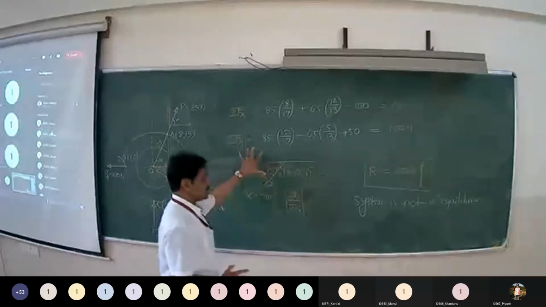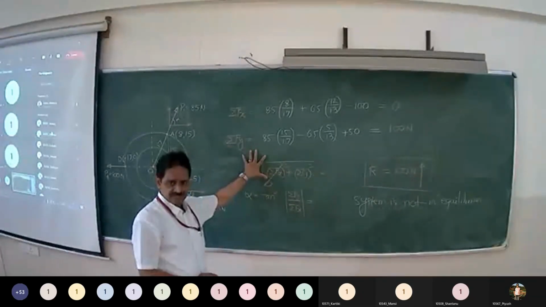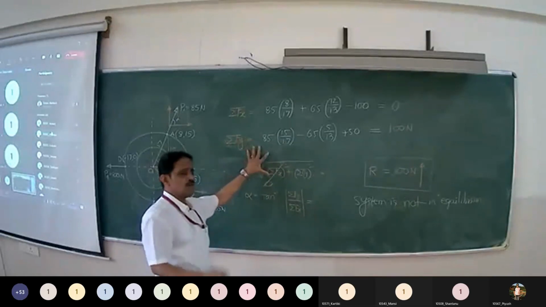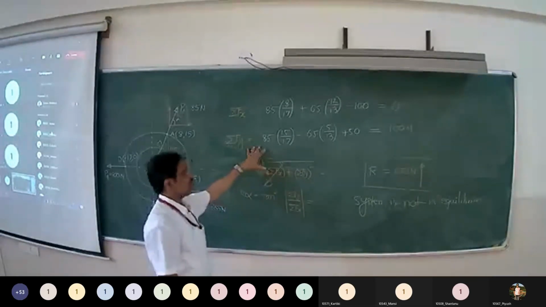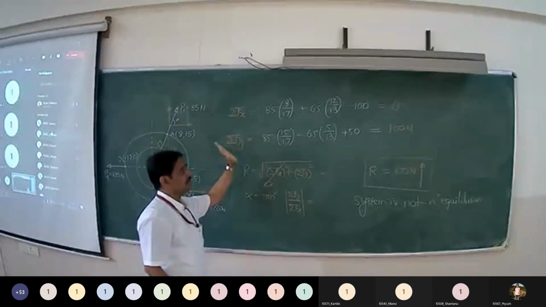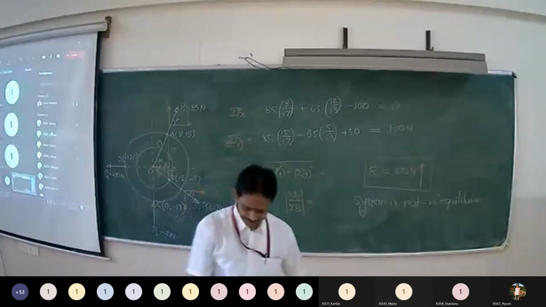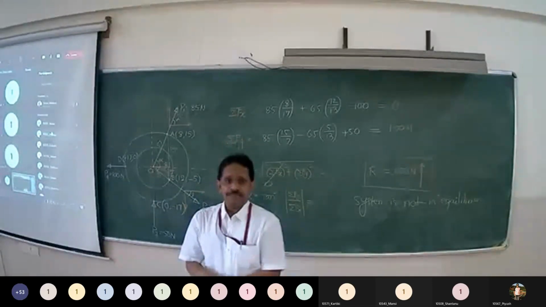Whereas for a concurrent force system, there is no question of moment. So a concurrent force system will have only resultant force. So you have to check summation Fy and summation Fx. That's all. Okay? Any doubts?